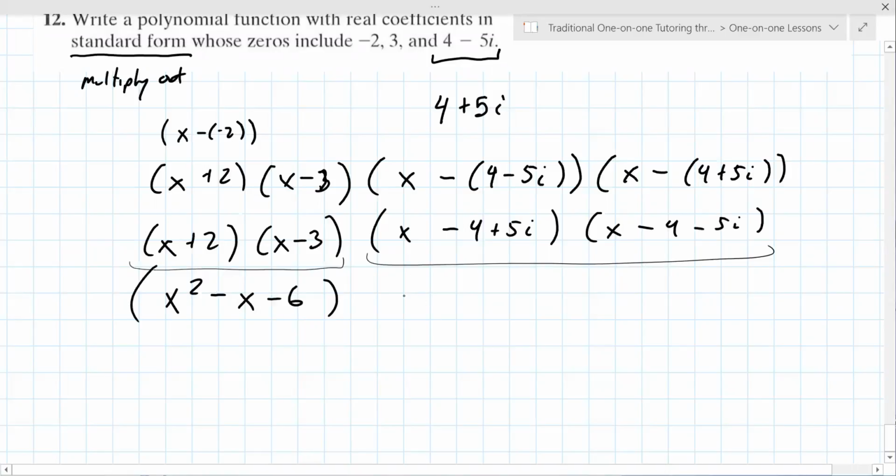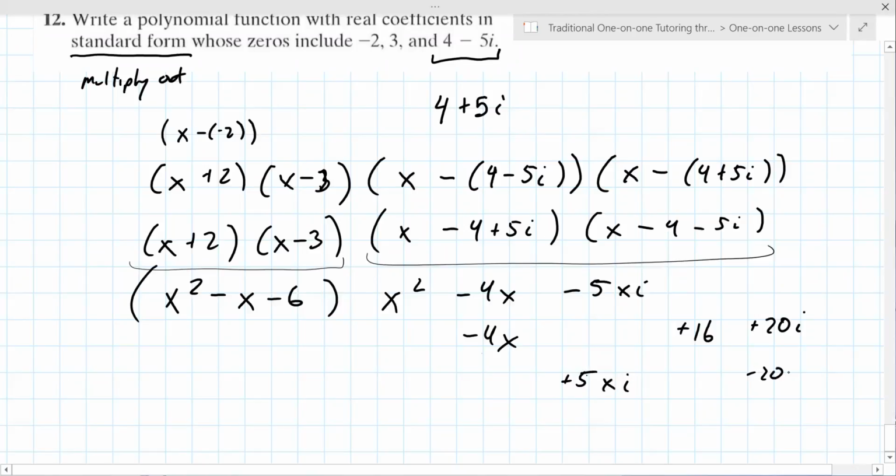The approach I'm going to take is to take x and multiply by each of these, and I'm making columns for things that are alike. Minus 4 times x goes in this column. I'm not going to write it out horizontally. I know that's what you might have done, but you'll see why this is better. Minus 4 times minus 4 is positive 16. Minus 4 times minus 5i is plus 20i. 5i times x is plus 5xi. 5i times minus 4 is minus 20i, and then it's minus 25i squared.